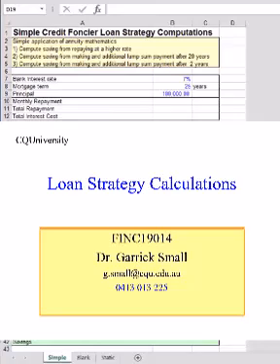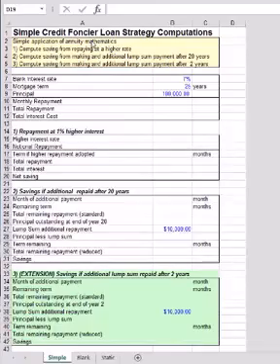Let's get into this calculation now, this model. We're going to be looking at a simple credit foncier loan, and we're going to be working out some simple loan strategy calculations. We're going to be assuming that we've got a bank interest rate of 7%, a mortgage term of 25 years, and a principal of $100,000. Now that could be $1 million or $10 million. It doesn't really matter what the number is. It's more just the way that the calculations work. So $100,000 is a nice round number to start with.